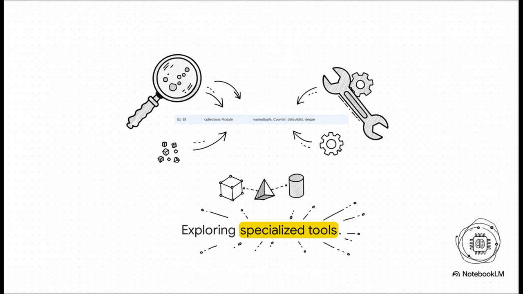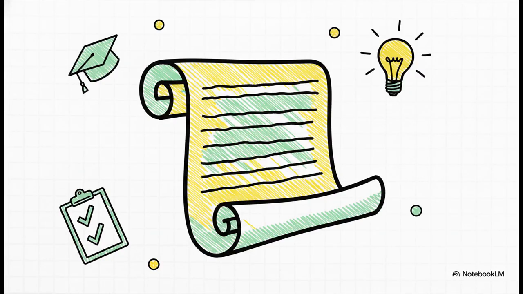And then we hit the absolute peak of the journey in Episode 18. This is the really fun stuff. We're going to explore the specialized tools living in the collections module. We're talking namedtuple, Counter, defaultdict, deque. Honestly, when you start naturally reaching for these tools instead of just defaulting to basic lists and dicts, well, that's exactly when you know you've leveled up from a beginner to a true Python pro. But wait, we're not just going to leave you hanging once the main learning is done.